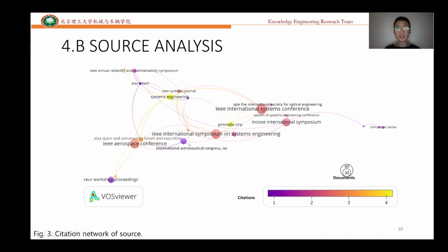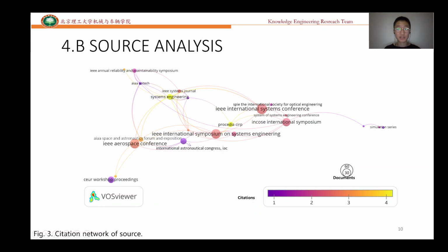This paper studies the number and strength of citation connections among these sources. There are 22 sources that are connected due to mutual citation. Each node in the network represents a different source, whose size represents the number of publications.